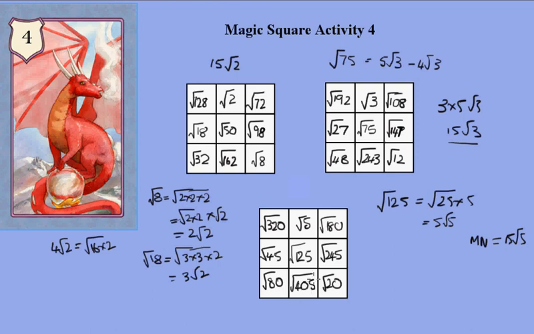Now, I think that might impress your friends. It's a very good exercise for reinforcing your work with surds if you're doing that at school at the moment. Okay, well, that's Magic Squares Activity number 4.